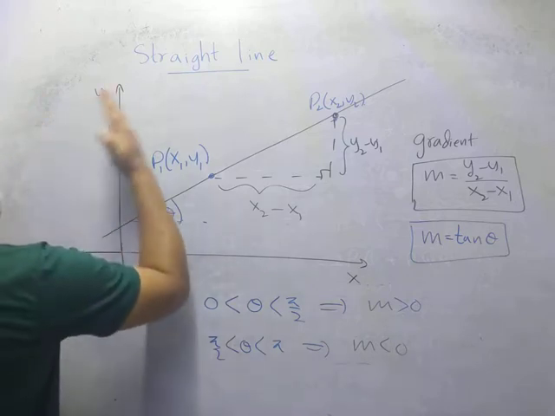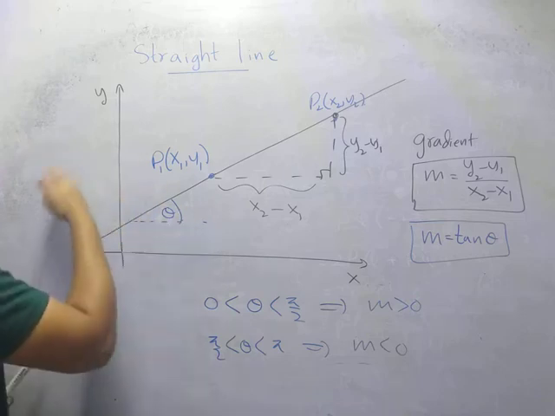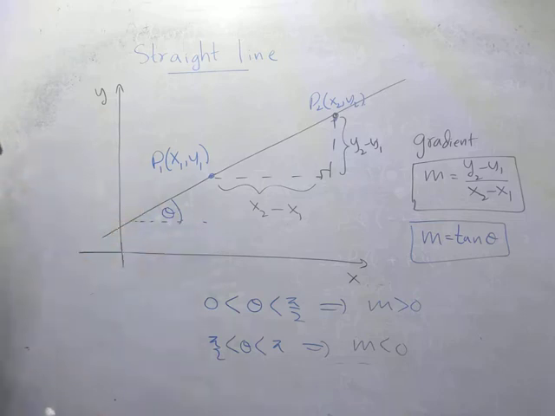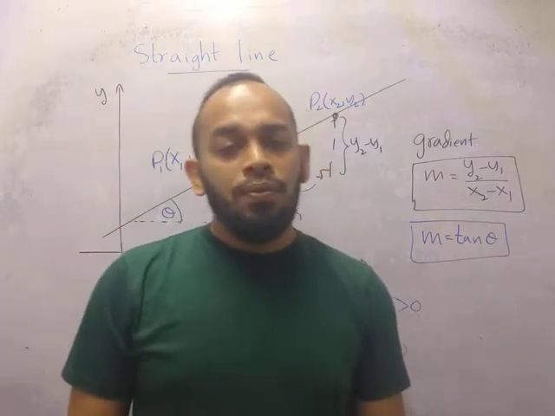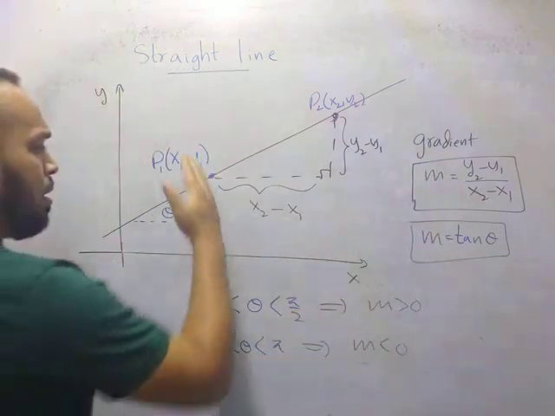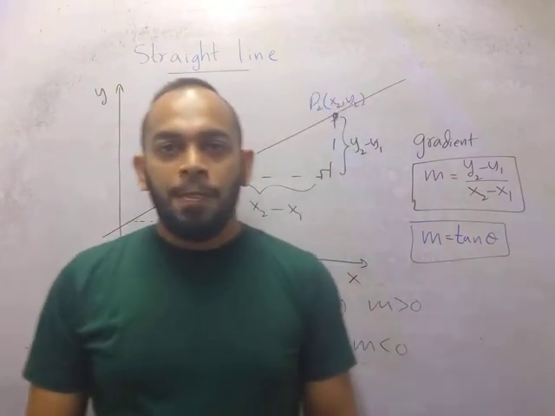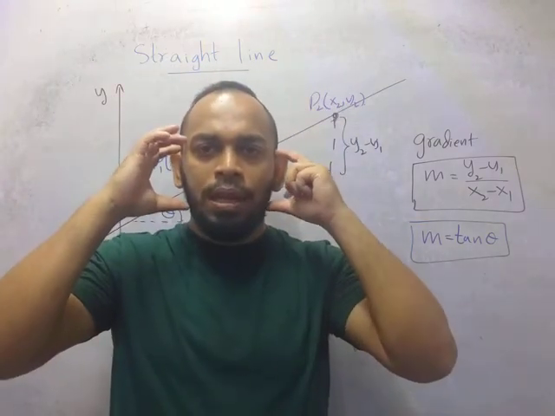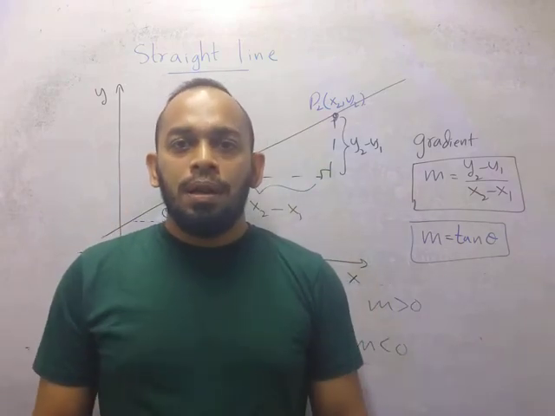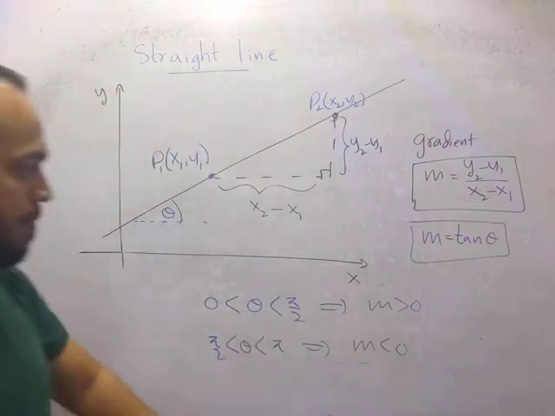Then we have an angle like that. So in that case, you get a negative gradient. So keep that in mind. If you get a negative gradient, then you know the line makes an obtuse angle with the positive x-axis.